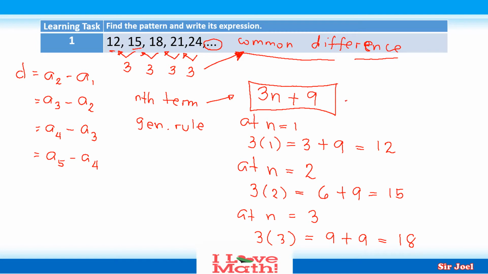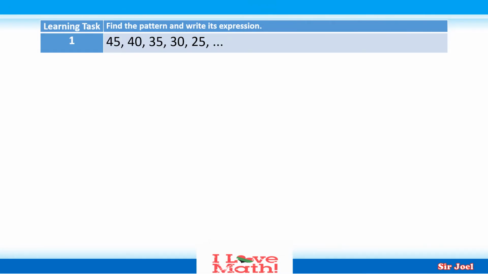At syempre pa, sa sequence ito, ito ang sagot. Our next sequence, 45, 40, 35, 30, 25, ellipses. So, tingnan uli natin kung may common difference. 40 minus 45, the answer is negative 5. So, ito yung common difference na sinasabi.